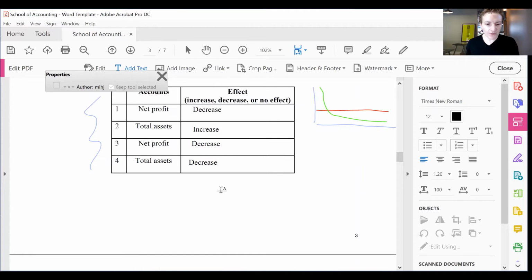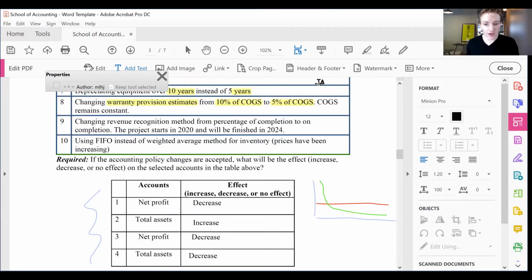In number 9, you're being asked about the impact on net profit, from changing the revenue recognition from the percentage of completion method to the on completion method. With the on completion method, you only recognize revenue at the very end of the project. With the percentage of completion method, you recognize it every single year throughout the life of the project, and overall, the net profit is going to be the same regardless of which method you use. However, the timing in which you recognize it is going to vary.